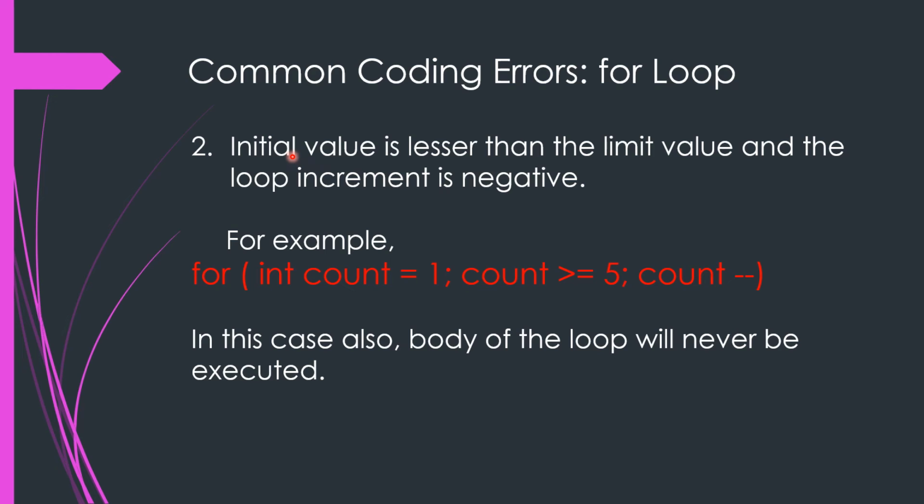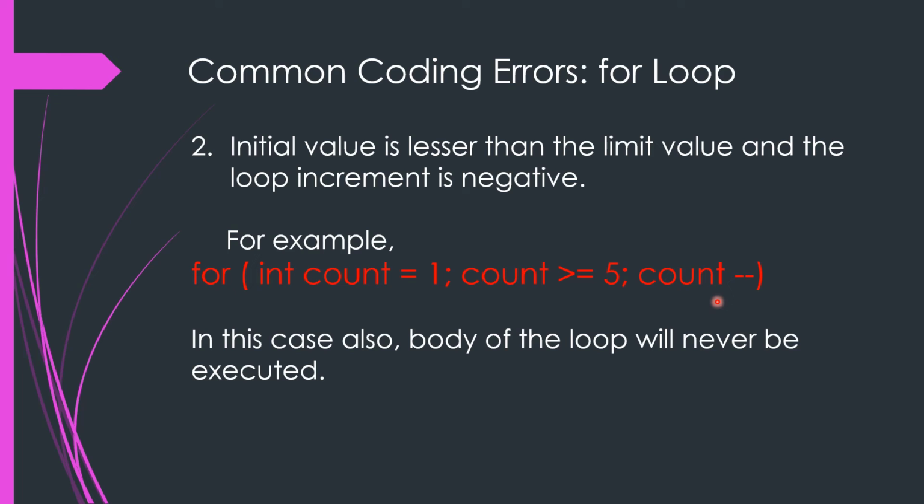Our second error is initial value is lesser than the limit value and the loop increment is negative. Now this error is just the opposite of the first error. How? Let us see. Here we have initialized the value as 1, and in the test condition we have provided count greater than or equal to 5. And in the updation part, we have given the decrement, means count minus minus.